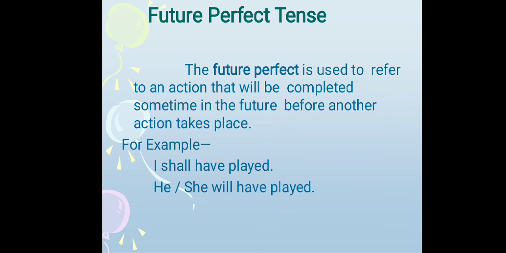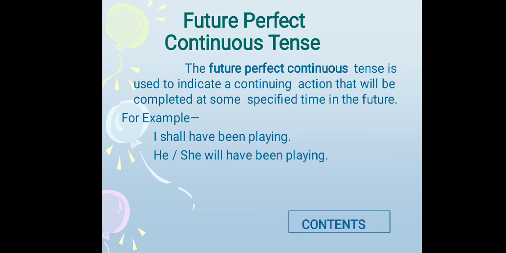Next is the future perfect tense. The future perfect is used to refer to an action that will be completed sometime in the future before another action takes place. For example, I shall have played, or he or she will have played. Future perfect continuous tense. The future perfect continuous tense is used to indicate a continuing action that will be completed at some specified time in the future. For example, I shall have been playing, or he or she will have been playing.